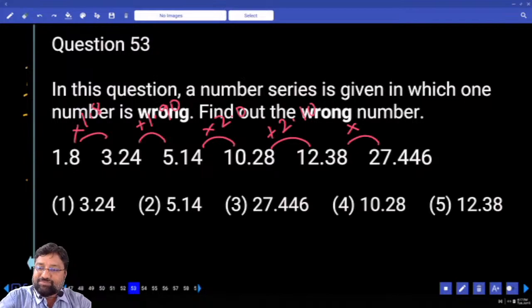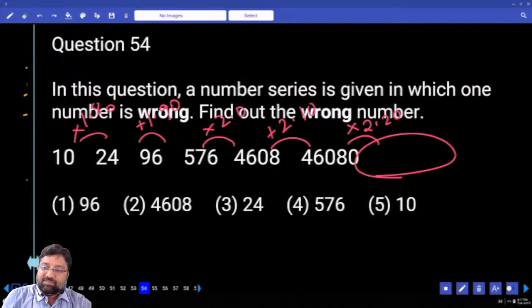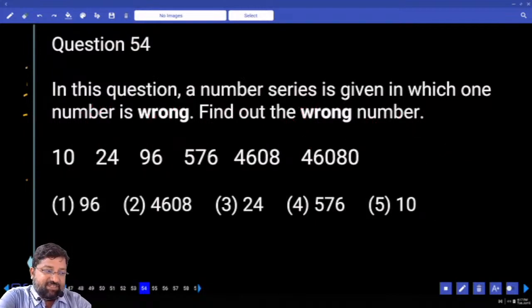ఇప్పుడు నాకు ఏం కావాలి? Into 2. ఎంత చేయాలి? 1.80, 1.90, 2.0, 2.10 అంటే 2.20. 2.20 is nothing but 2.2. అర్థమైందా? 12.38 into 2.2 is not 27, less than this. Now this question, increasing or decreasing? Huge increase or gradual increase? Huge.